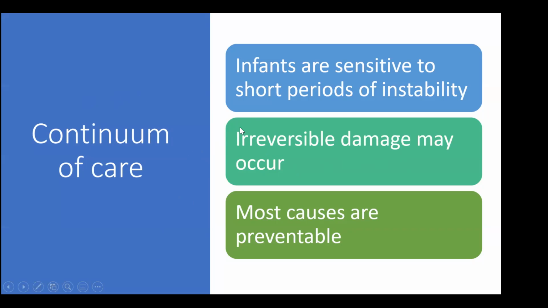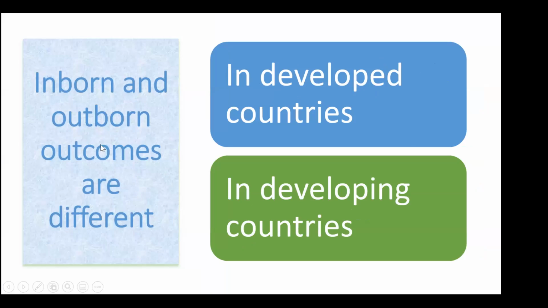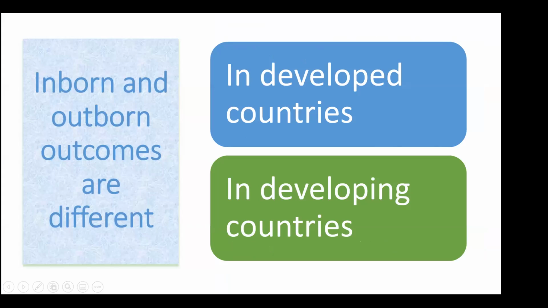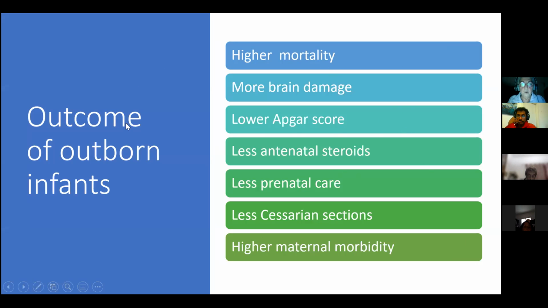So, continuum of care: infants are sensitive to short periods of instability. Irreversible damage may occur if your baby is unstable, and most causes of this instability are preventable. When babies are brought to us from other centers, they are called outborns, and inborns are those babies who are born in our centers, and the outcome of these babies is different. It's interesting that in developing countries and developed countries, the data appearing in the literature is a little bit confusing. But we know that inborns usually have a better outcome, and the outcome of an outborn is compromised because it has higher mortality.